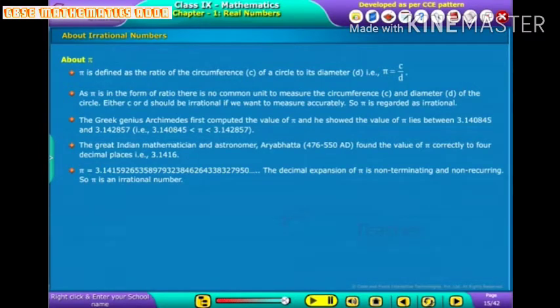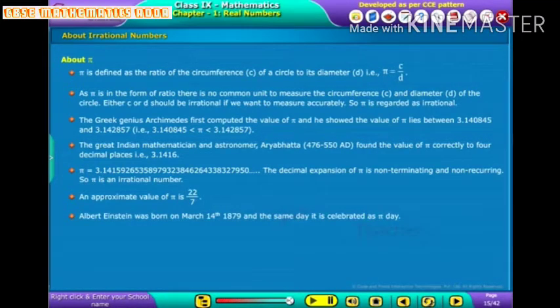So pi is an irrational number. An approximate value of pi is 22 by 7. Albert Einstein was born on March 14, 1879, and the same day is celebrated as Pi Day.